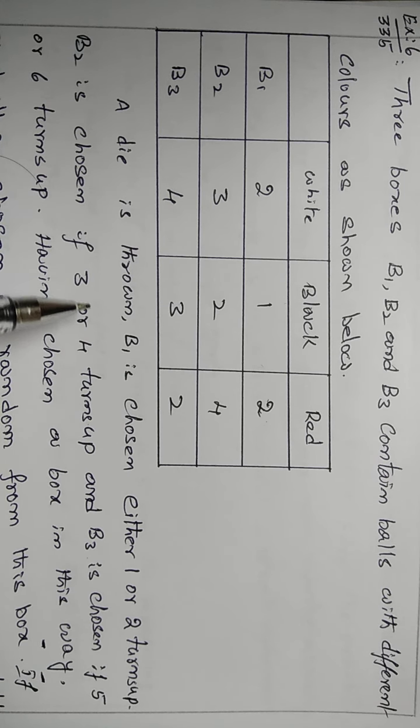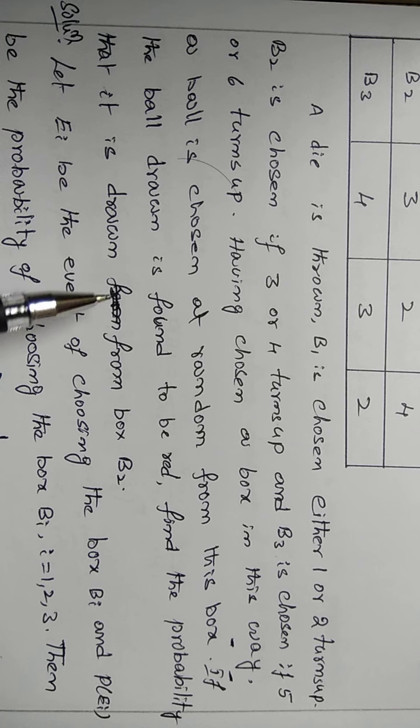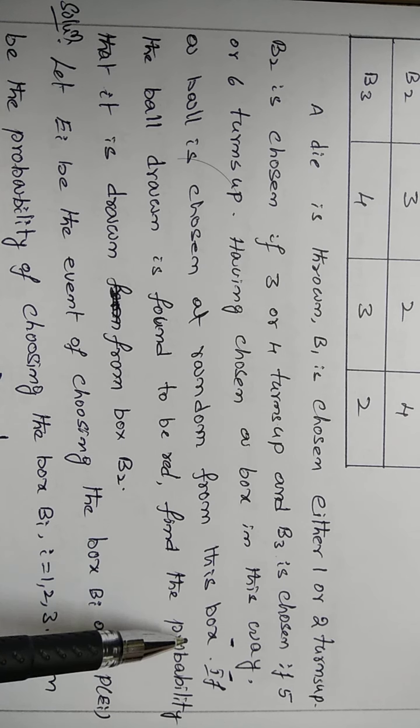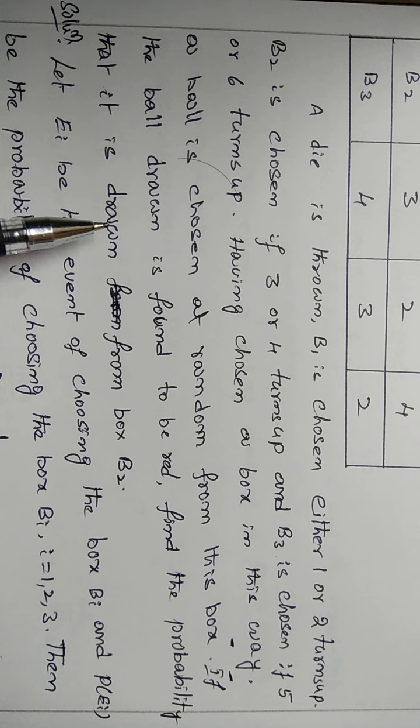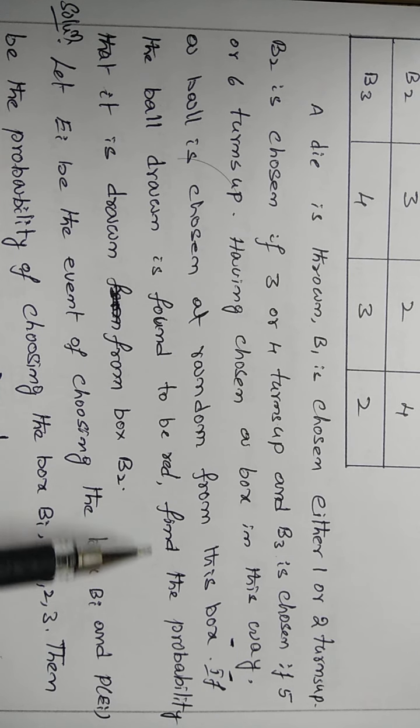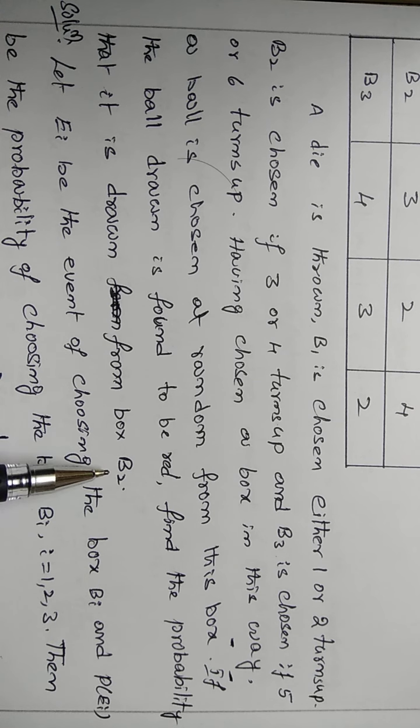A die is thrown. B1 is chosen if either 1 or 2 turns up, B2 is chosen if 3 or 4 turns up, and B3 is chosen if 5 or 6 turns up. Having chosen a box in this way, a ball is chosen at random from this box. If the ball drawn is found to be red, find the probability that it is drawn from box B2.